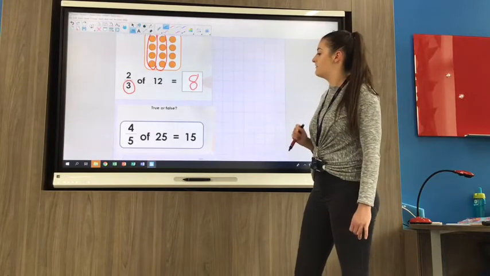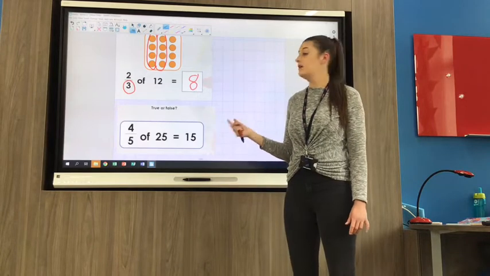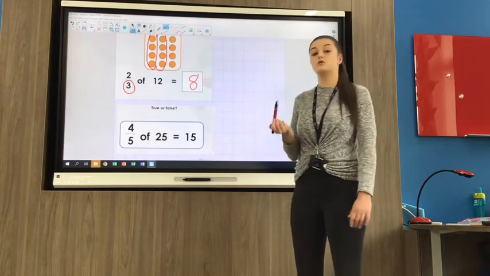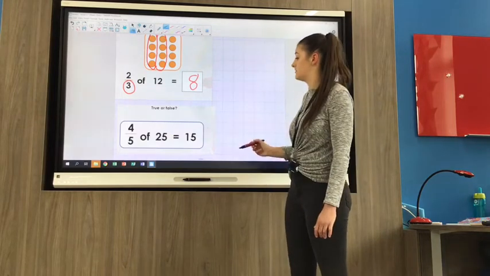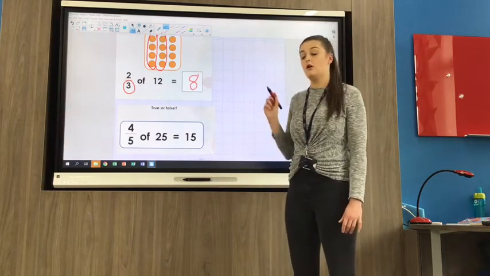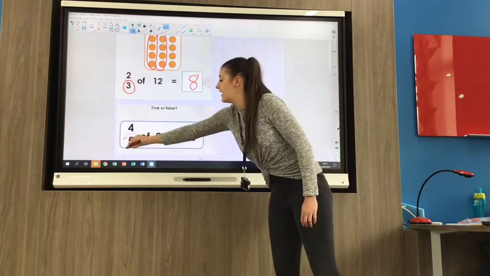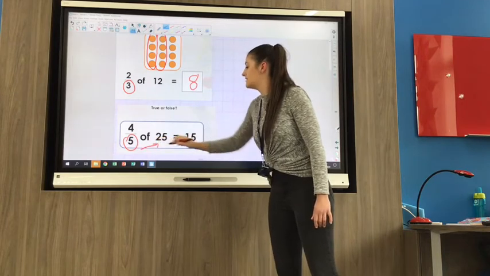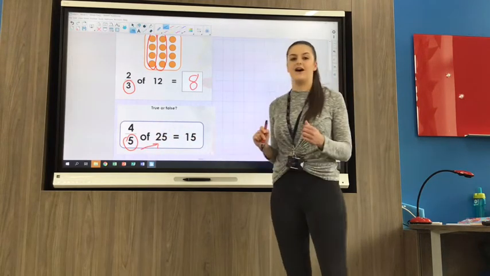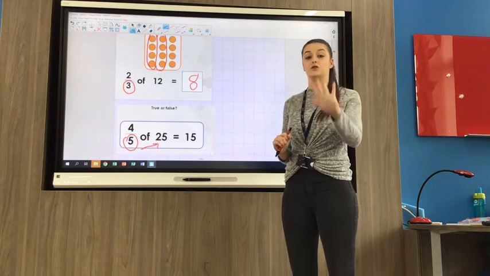Another one you might have is a true and a false. Now this is a bit of a challenge on the hot. If you haven't got any counters, you could draw them out if you wanted to. So you could draw your 25 counters out and circle. But if not, a little top tip for you, we divide by the denominator. We divide our number by the denominator. So how many 5s are in 25? Let's count. 5, 10, 15, 20, 25.